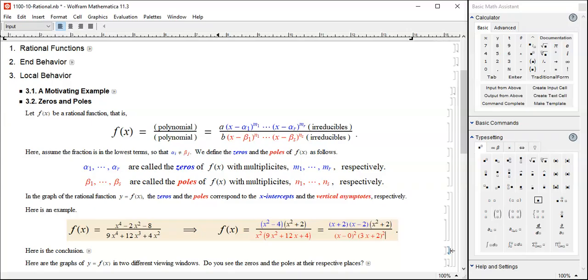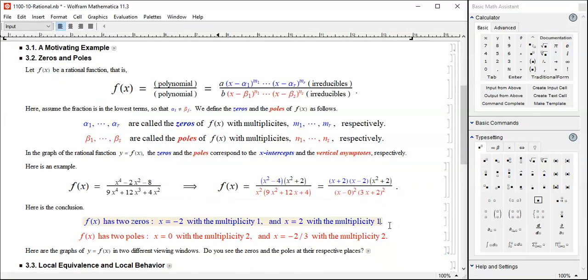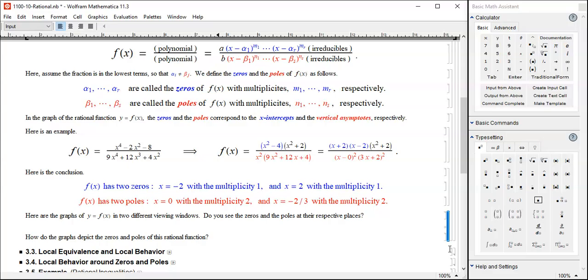So what's the conclusion? Numerator gives us x equal to -2 and +2 with multiplicity both 1. Nothing is here. That means 1 is hidden. The denominator gives us two poles, x equal to 0 and x equal to negative 2/3, with multiplicities 2 for both of them. Second power, second power. And then here are the graphs.